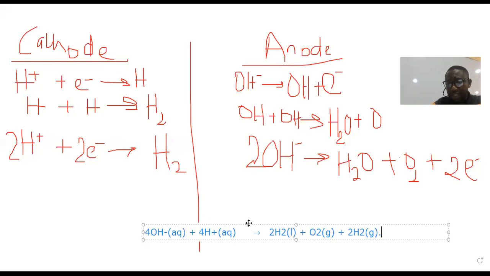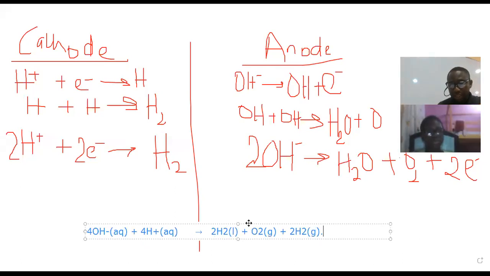One of the things we should understand is that the electrolysis of sodium chloride solution is also called the electrolysis of brine solution. When they ask you to do electrolysis of brine solution, it's actually electrolysis of sodium chloride solution. Now, state what is released at the cathode and what is released at the anode. What is released at the cathode is hydrogen gas, and what is released at the anode is oxygen gas.